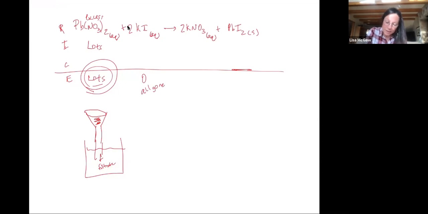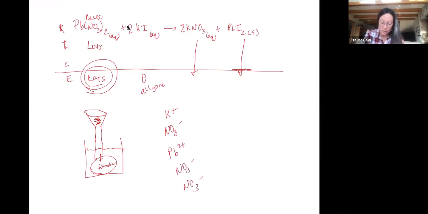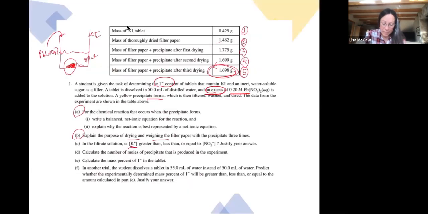But you are going to have this potassium nitrate, and lead 2 iodide at the bottom, but the filtrate is only going to be K plus, NO3 minus, and Pb 2 plus, and NO3 minus, and NO3 minus, if you're counting all that, all right? So the question to you is, in the filtrate, is the potassium concentration greater than, less than, or equal to the nitrate concentration? We call that a three-headed coin. If you don't know, just guess at one and then try to justify.